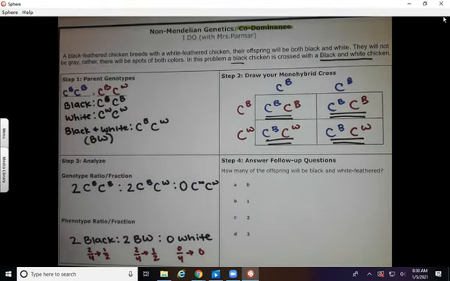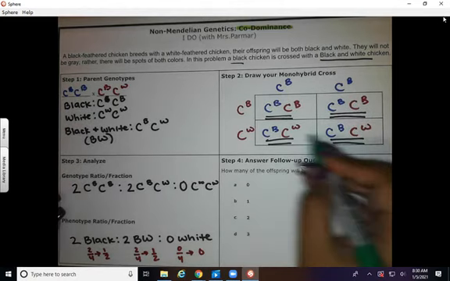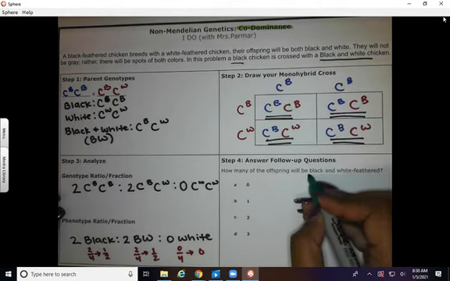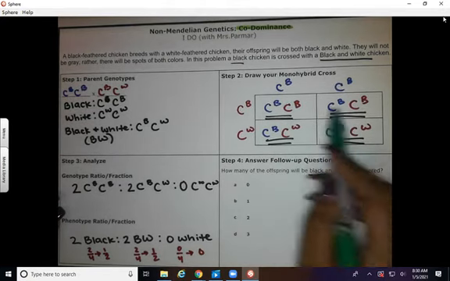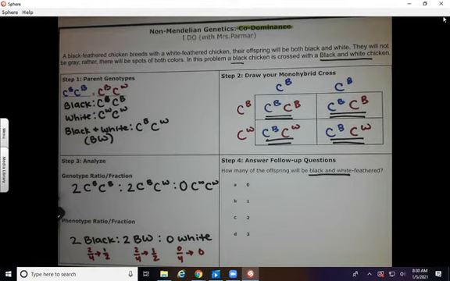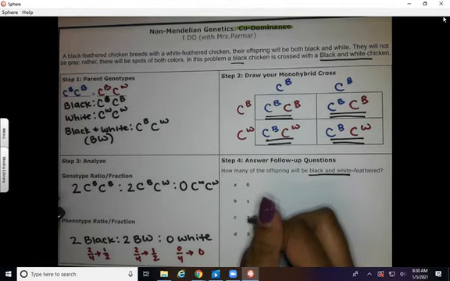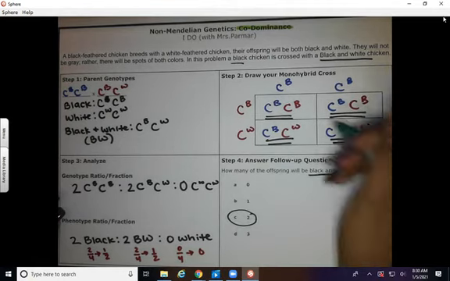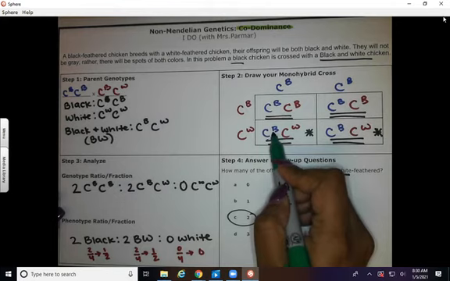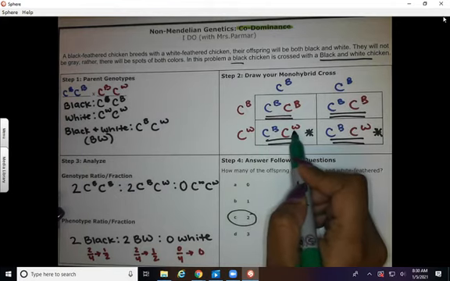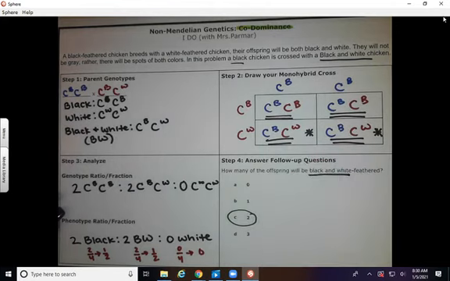Let's answer the one question. How many of the offspring, their kids, will be black and white at the same time? Okay, remember, we've done this. Look over here. There are 2 that are going to be black and white at the same time. This one and this kid. And I know this because they have both the B, which stands for black, and W, which stands for white. This is how we would do a codominance problem.